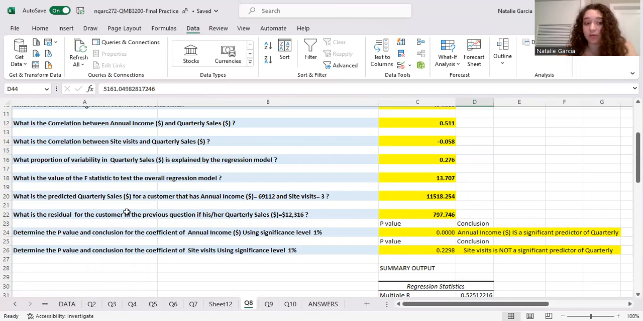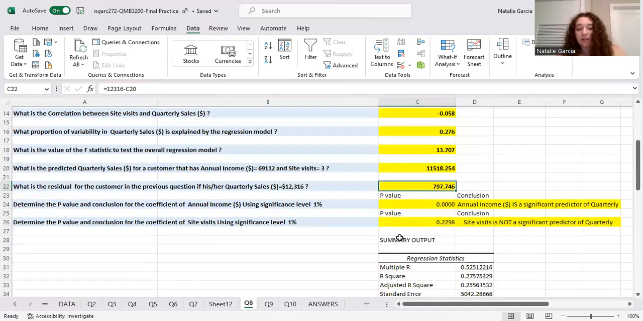The residual for a customer in the previous question for their quarterly sales would be equal to the given number 12,316 minus the result that we got from using our regression equation. So that would sum up to 797.746, and that's just the given number minus the previous answer.